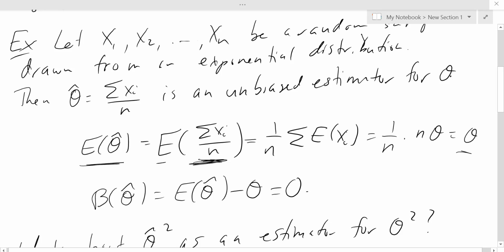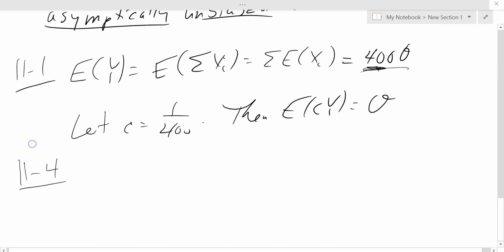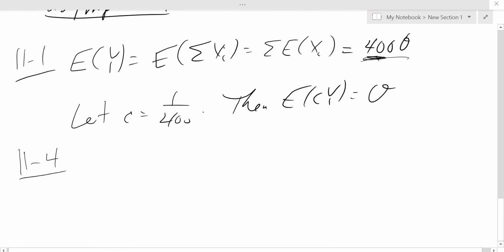One was intuitive, two is unbiased, three, it's also the maximum likelihood estimator. We did that earlier this semester. That required a little more work: we had to do the likelihood function and maximize it. But the maximum likelihood estimator for the exponential is also the mean of the sample. So there are three reasons why we use it for the exponential, and that's exactly what we have in this particular problem. It's exponential.